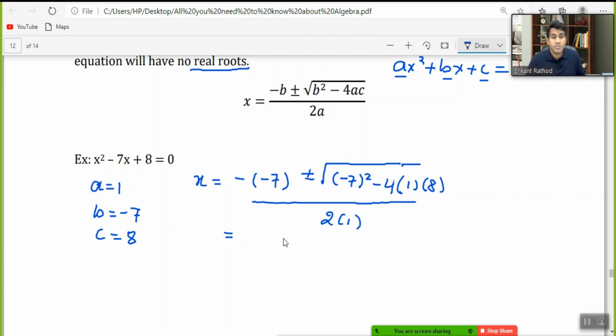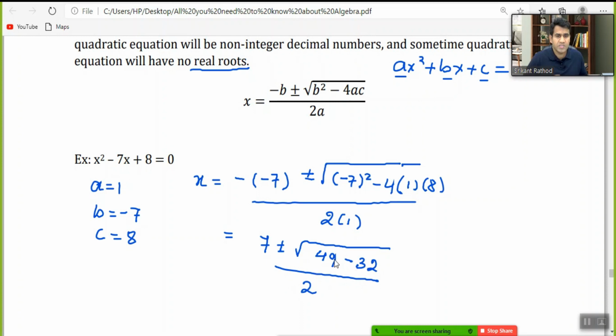Okay, so minus times minus is going to be plus, plus or minus square root of -7 square, which is 49, minus 4 times 1 times 8, it's going to be -32, divided by what we get here, 2, right? So plus or minus that, divided by 2, that's what we get.